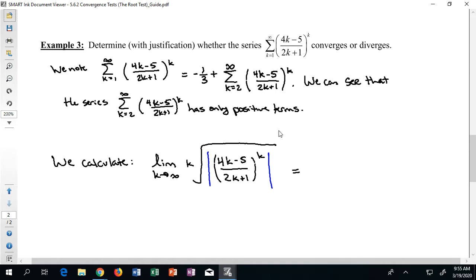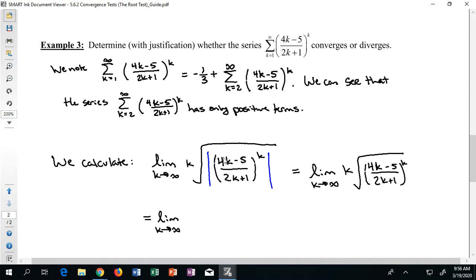Notice if I was going to set up the root test, the setup would actually be completely identical. Nothing would change about the setup, except that now I would know that I'm not starting k at a 1, and I only create positive stuff here. And so I know that I can actually just immediately get rid of those absolute value bars. So then I would just have 4k minus 5 over my 2k plus 1 all to the power of k. That, of course, will simplify down to now just be the limit of 4k minus 5 over 2k plus 1.